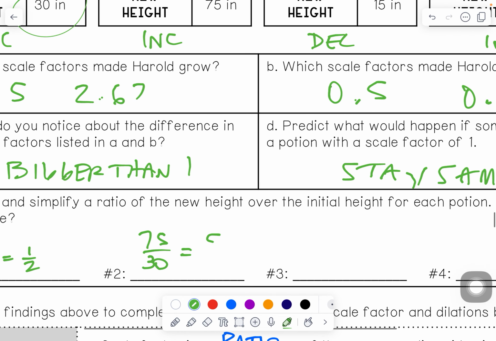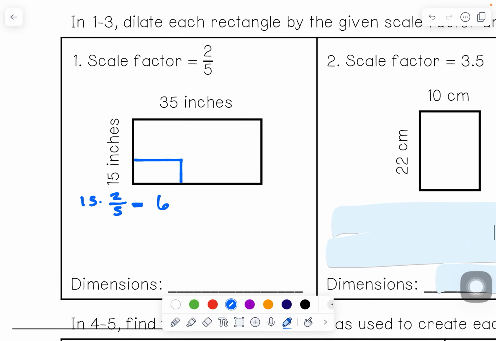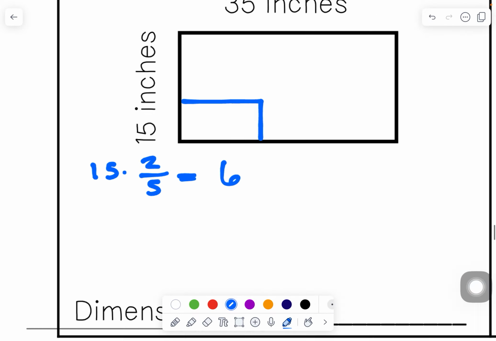How do I figure out what those numbers are? I take the numbers I have and multiply them by 2/5. So I'm going to take 15 times 2/5, and when I do that, I get 6. Then I'm going to take 35 times 2/5.